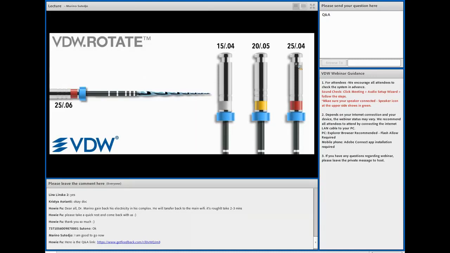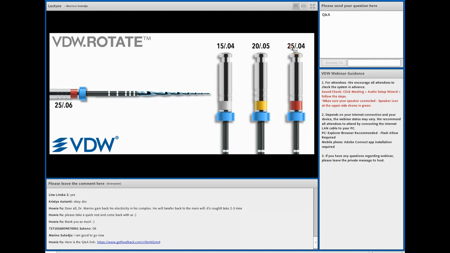And now we don't have the 1004 anymore. Now we go with the 1504 as the glide path creation. And we can continue with the 2005, not the 2006 like we have in M2, which is smaller in taper to preserve more dentin structure. And then now we have options of 2506 or the 2504.